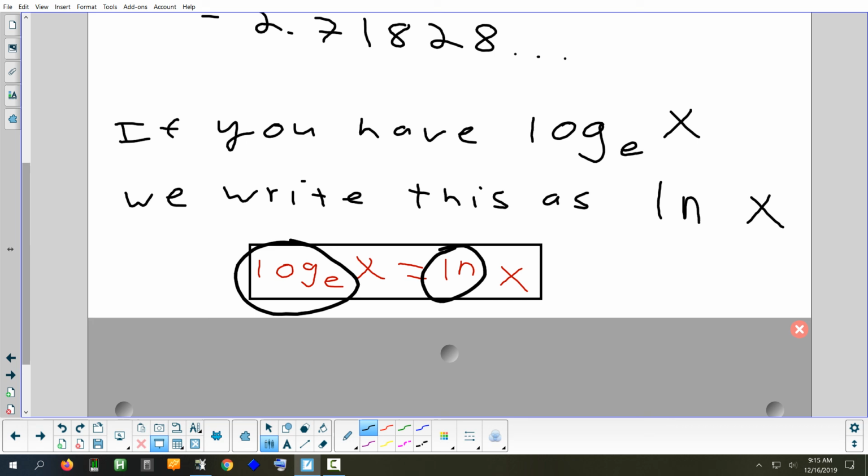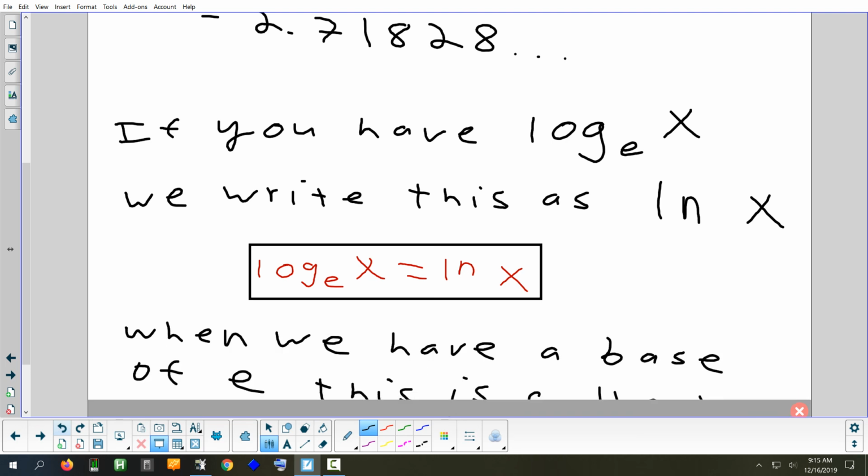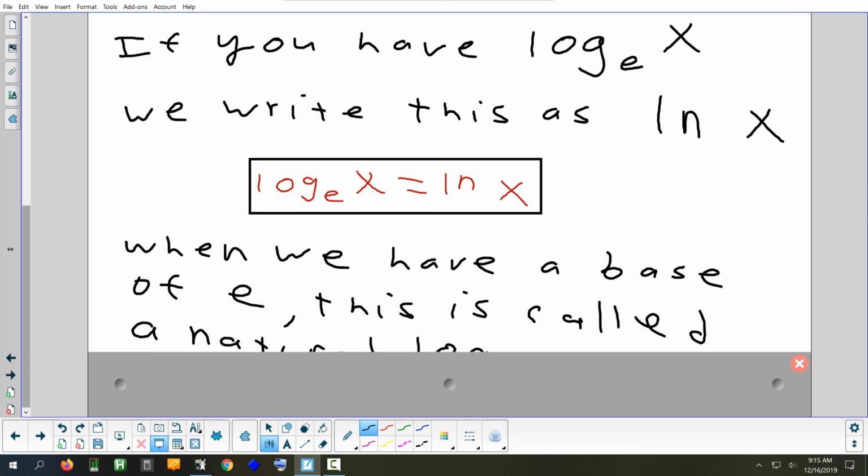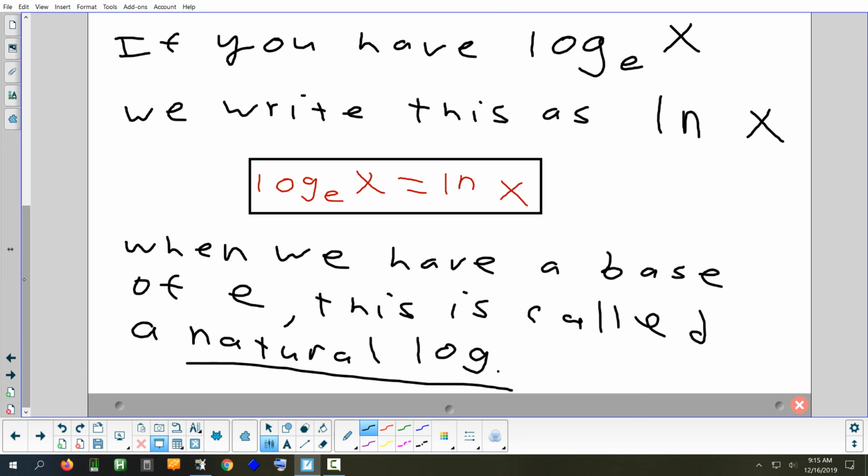Okay, why do they do that? Well, it's just a little shorter. I guess log base e is 4 letters, ln is 2, so it's half the amount of letters. And the ln is not just random letters. When you have a base of e, that's called a natural log. That's what the ln is, natural log. So then you might ask, why isn't it NL? Natural log, NL. Why is it ln? I don't know. Just ln. So that's what they call it, ln.